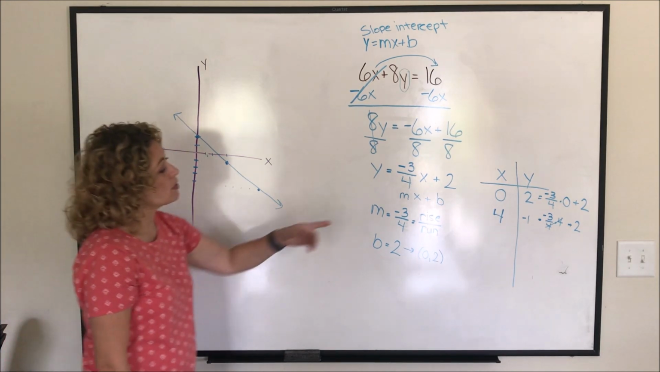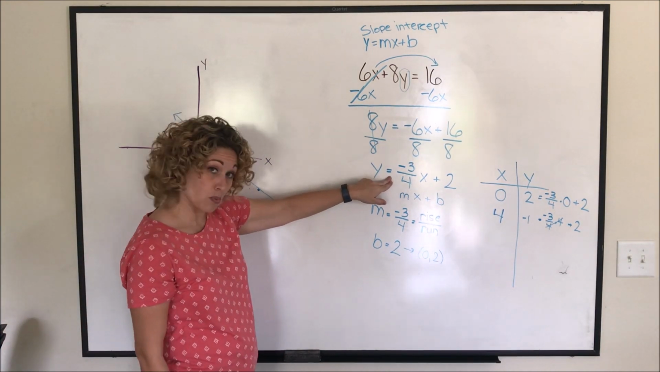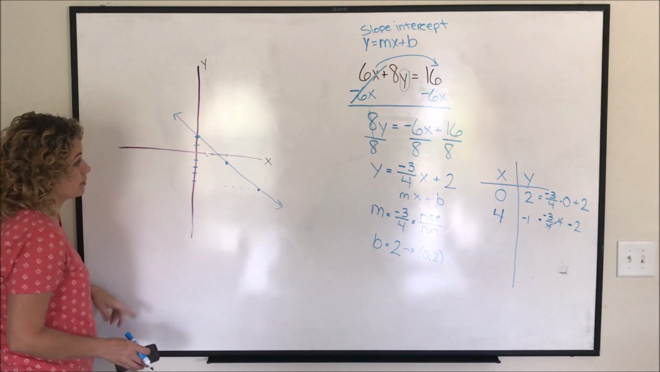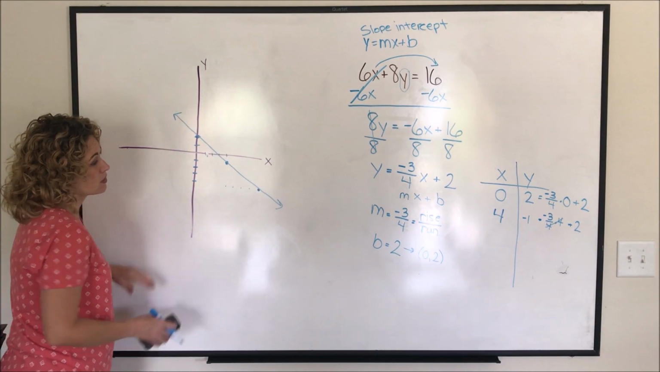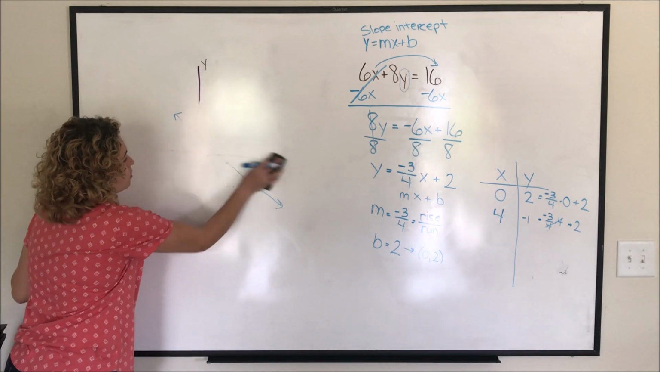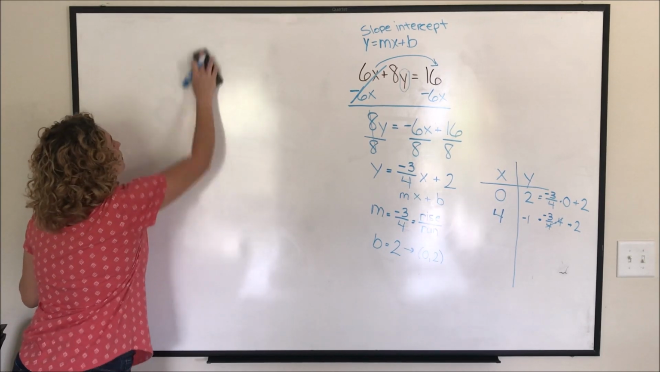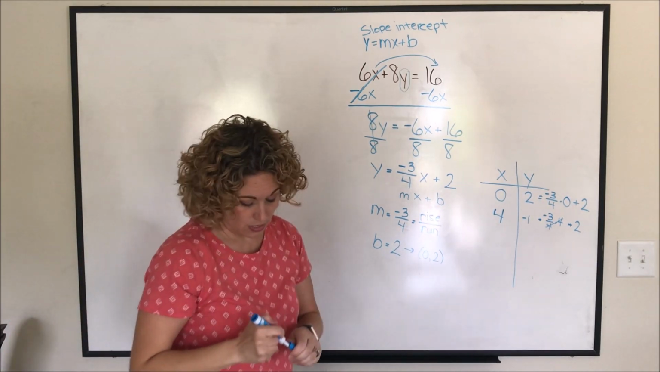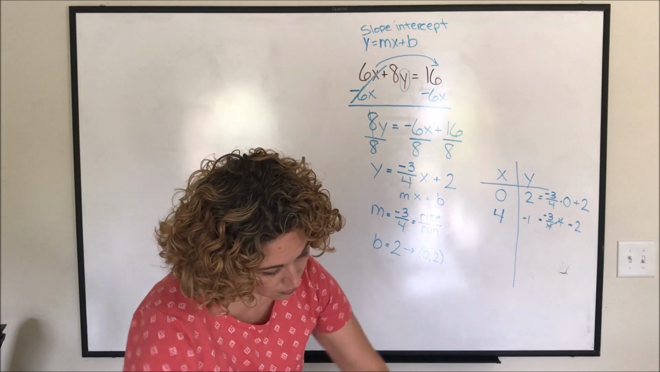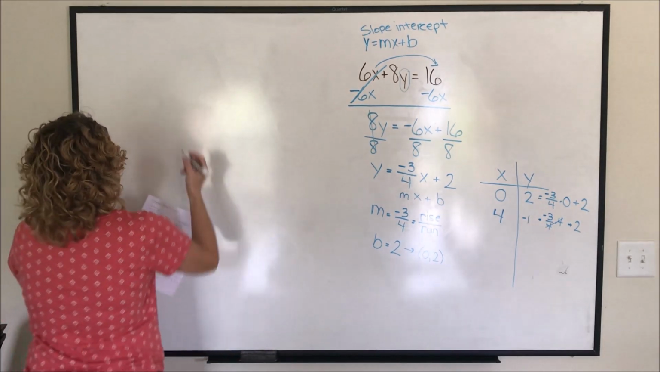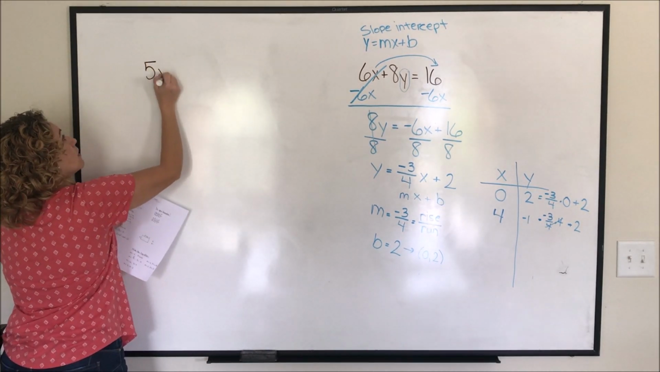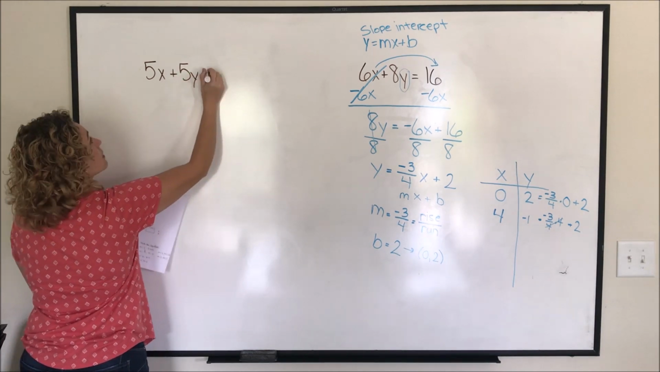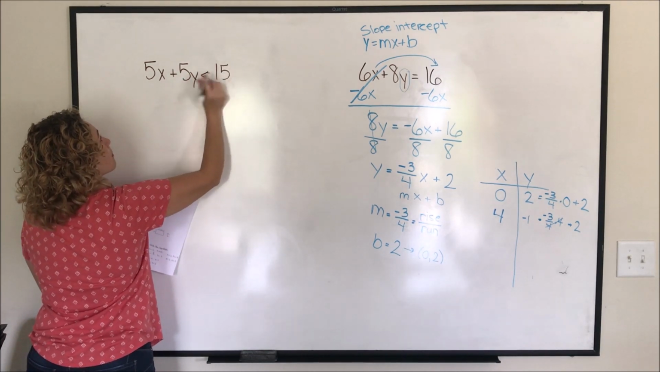Now, notice, that is when this is y equals. What if we have an inequality instead? Okay, so let's take a look at a problem with an inequality. Let's use this problem. 5x plus 5y is less than 15.